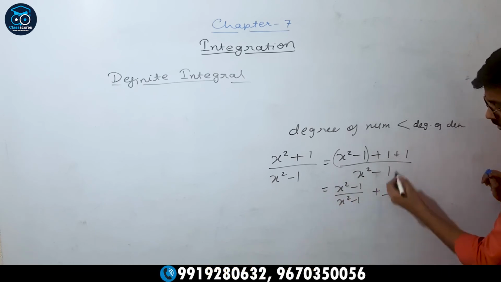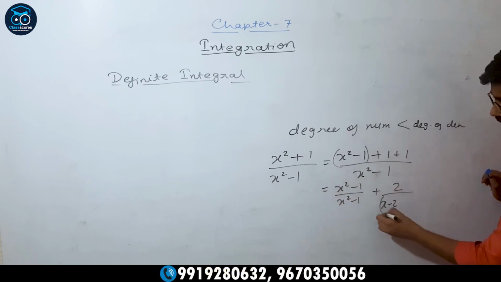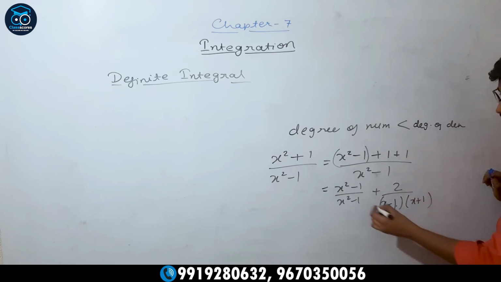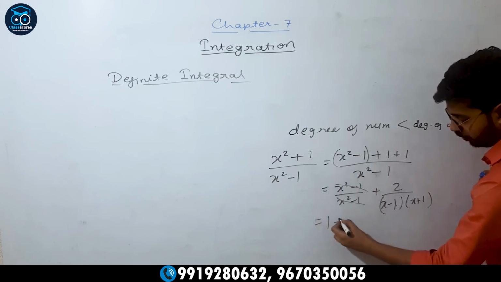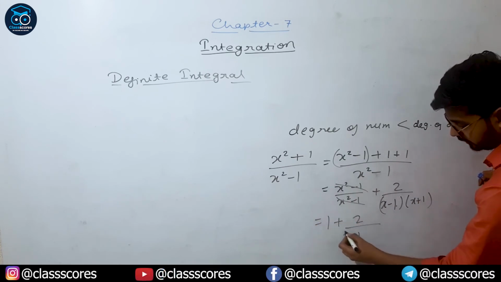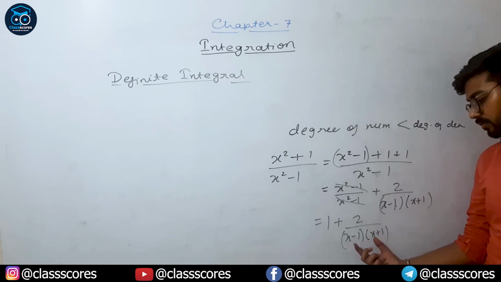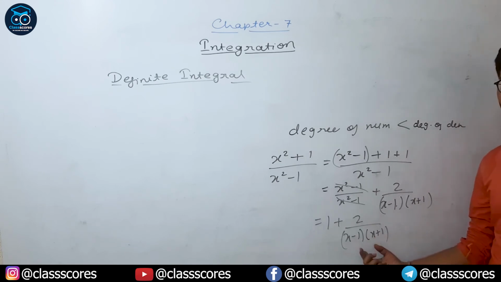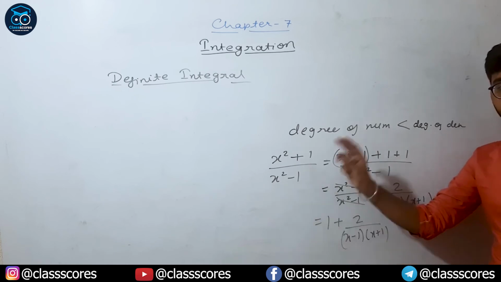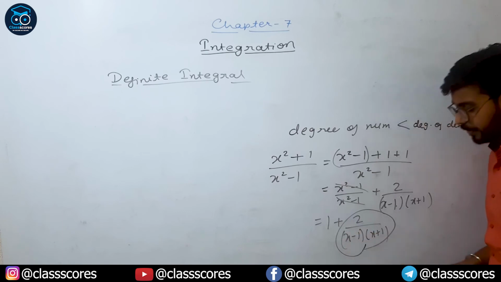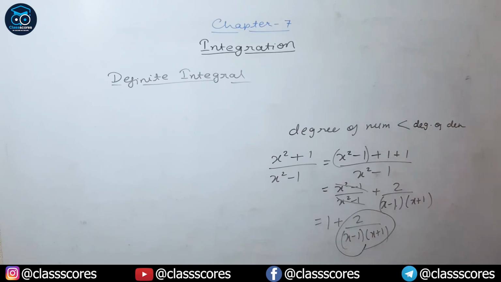2 upon x square minus 1 will be x minus 1 and x plus 1. Now this will cancel out this, 1 plus 2 upon x minus 1 and x plus 1. Now we only need to partially fractionate this term. Here it is 1, we know the integration for 1 is x.